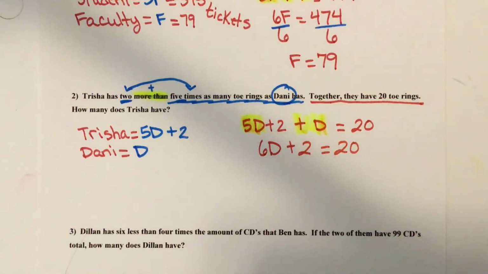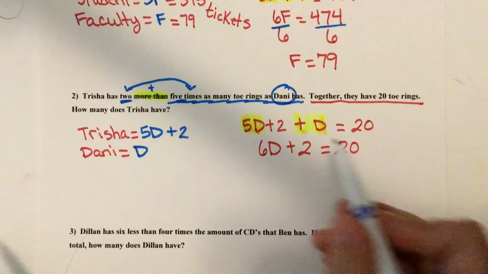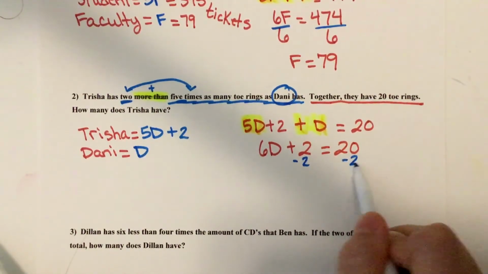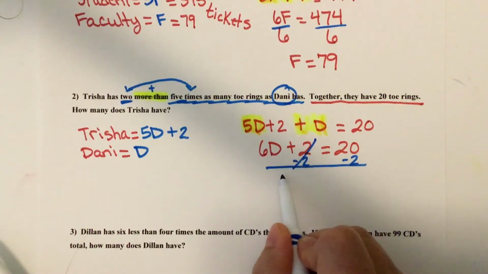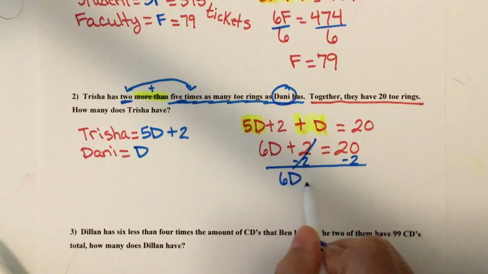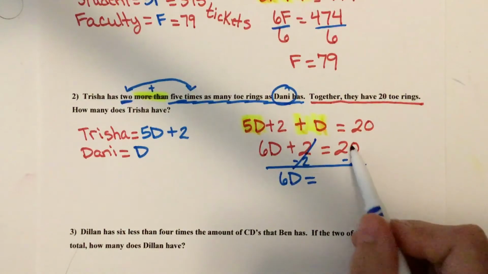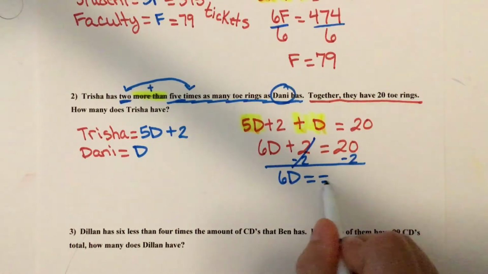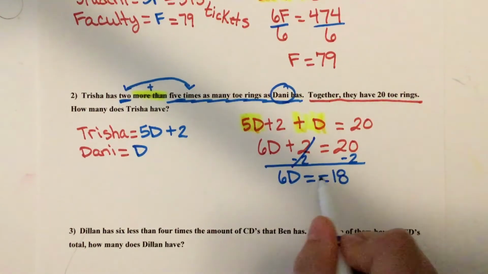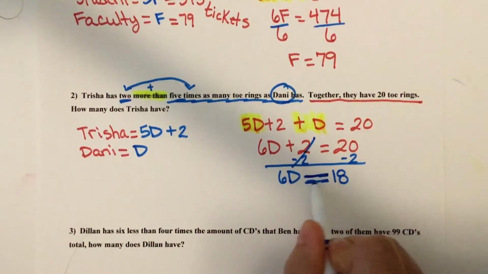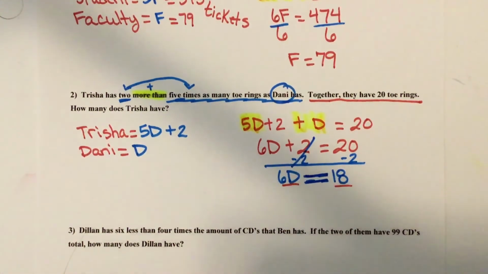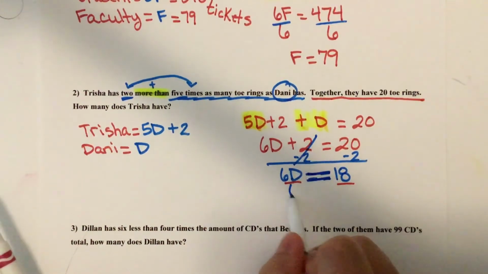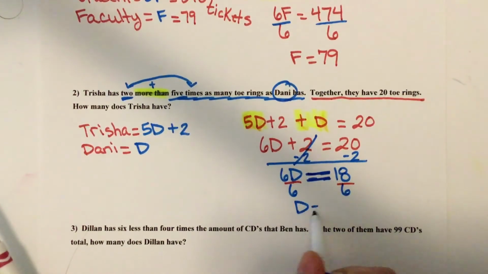Now what do you think you would do? Subtract the 2. Okay, so 2 minus 2 is 0. Shoop. Bring down that 6D. Bring down that equals. And then what's 20 minus 2? 18. Oops, I have too many equal signs here. Okay, now to get D by itself, what do you think you would do? Divide by 6. So I'm going to divide both sides by 6, and that makes 3.